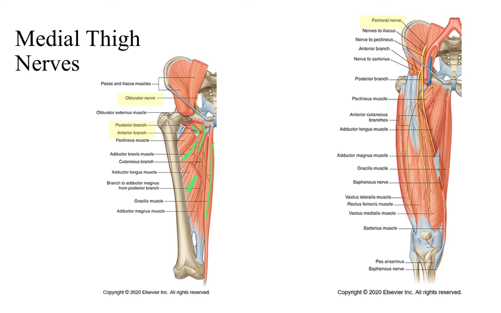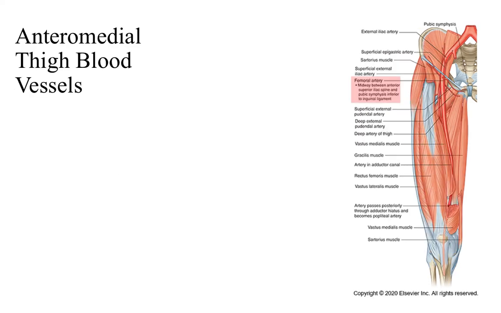And then here we have the femoral nerve coming down, which, remember, supplies all of the muscles of the anterior compartment, including the iliacus, but not the psoas major. That comes from lumbar vertebrae 2 to lumbar vertebrae 4. And the femoral nerve also supplies the pectineus muscle here. And we'll keep it simple here with the anteromedial thigh. Just know that the femoral artery will supply almost all of those muscles with arterial blood.